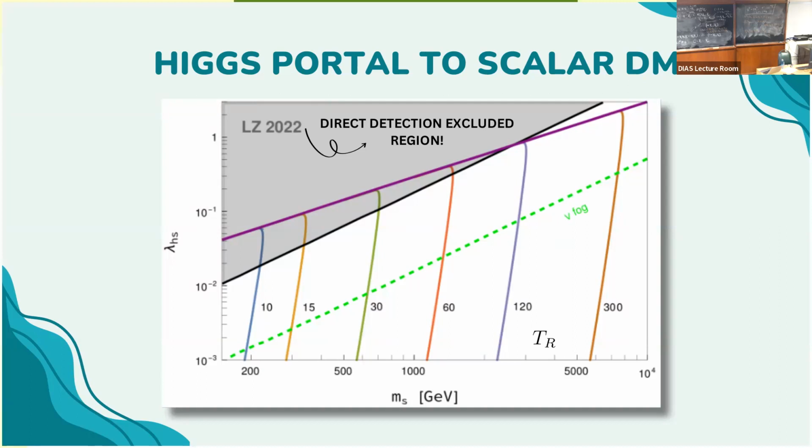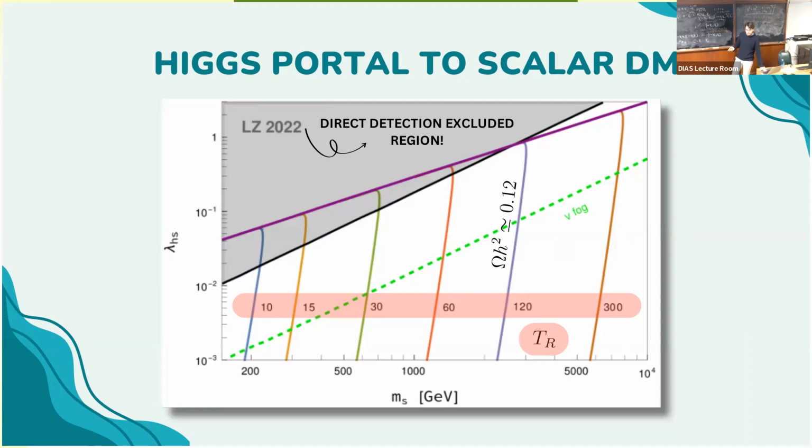But this is because you're assuming M_S is bigger than M_X. The simplest, for scalar extensions. Right. The gray region is the region that is already excluded by direct detection experiments. And these are the reheating temperatures that we consider as an example, in GeV. So we have 10 to the 15 down to 300 GeV.